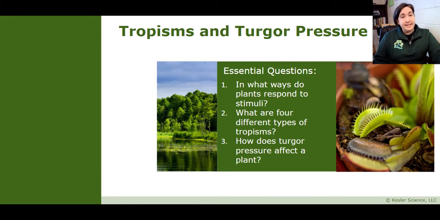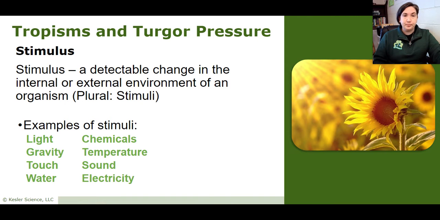So, big ideas that we need to understand. Number one, in what ways do plants respond to stimuli? Two, what are four types of tropisms? And three, how does turgor pressure affect a plant?